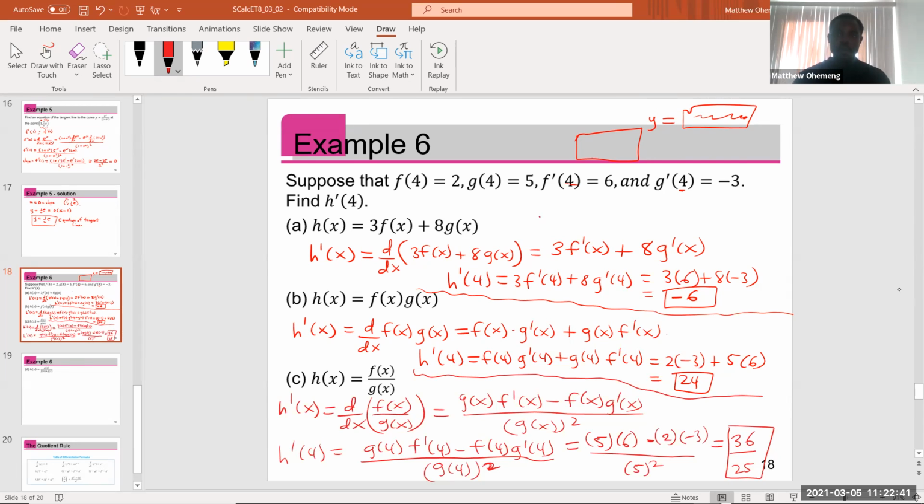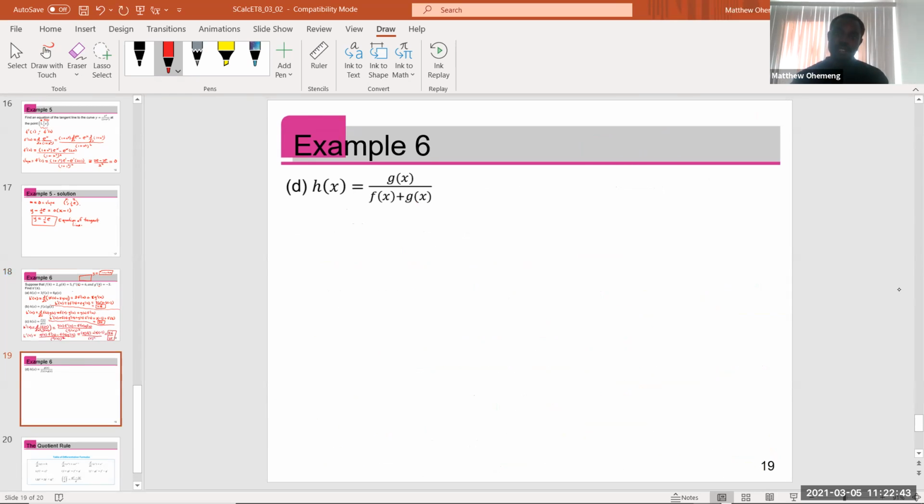Let's move on to the last example. For this one, we need h prime of x first, and then afterwards we get h prime of 4. So we just attach the differentiation operator to the expression: g of x over f of x plus g of x.